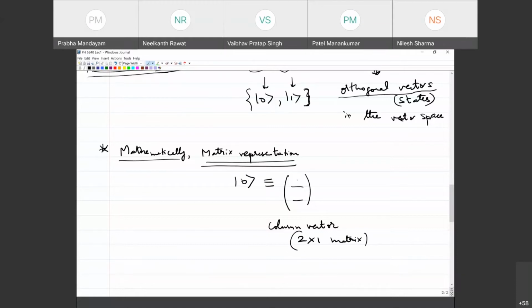Since ket 0 and ket 1 are going to be my basic analog of the classical bit values 0 and 1, I'm going to populate these entries as 1, 0. And I'm going to refer to ket 1 as the column vector with two entries, 0 and 1. Okay, so this is one way to represent this abstract idea of the 0 ket and the 1 ket.